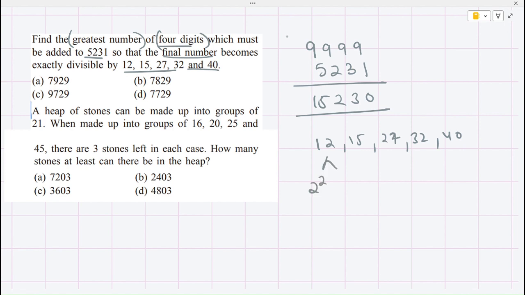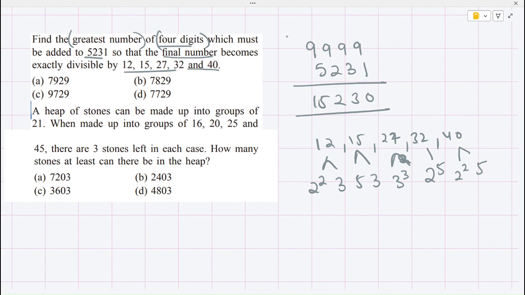So this becomes 2 raised to the power 2 multiplied by 3. This becomes 5 multiplied by 3. This here becomes 3 raised to the power 3 here. And this we can write in the form of 2 raised to the power 5. This becomes 2 raised to the power 2 multiplied by 5.